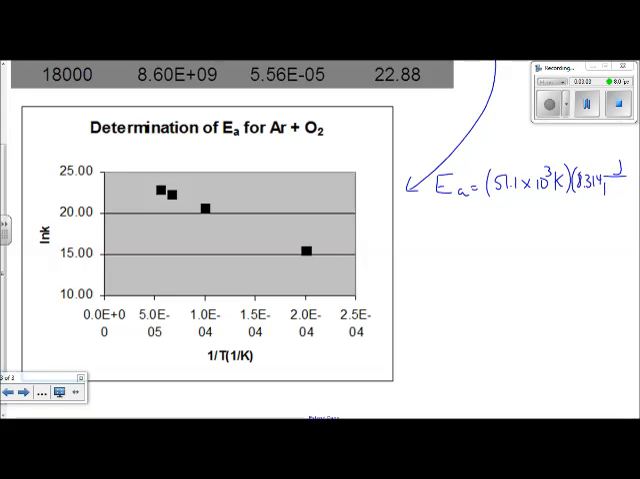And therefore, the answer for EA is 425 kilojoules per mole. Watch those units again, they come from the R value.